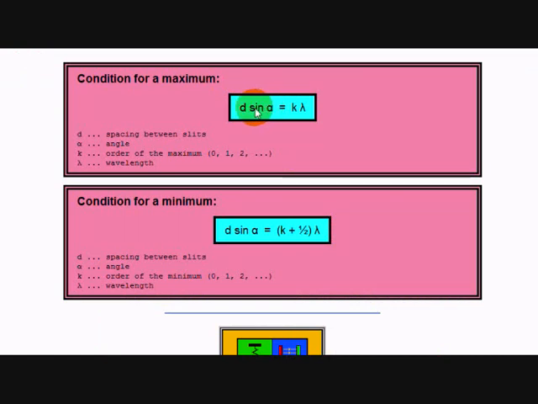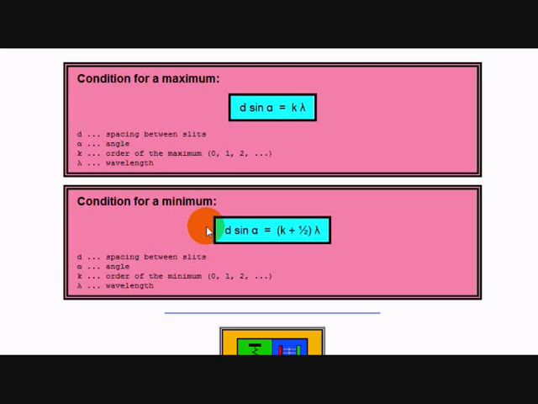So here's our diffraction grating equation then, and the condition for a maximum or a bright fringe is d sin α = kλ. d is the slit distance, the distance between slits. Alpha is the angle between the 0th order and either the first, second, or third order, whatever order of fringe you're talking about. k is the particular fringe, whether it be the 0th, the first, second, or third, fourth, whatever, and lambda is the wavelength. That's the condition for maximum.